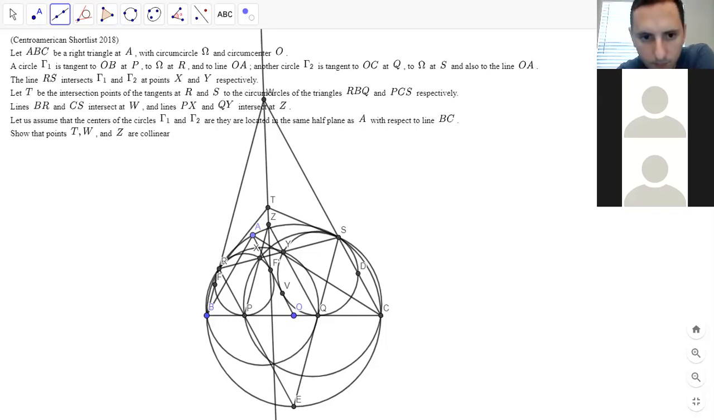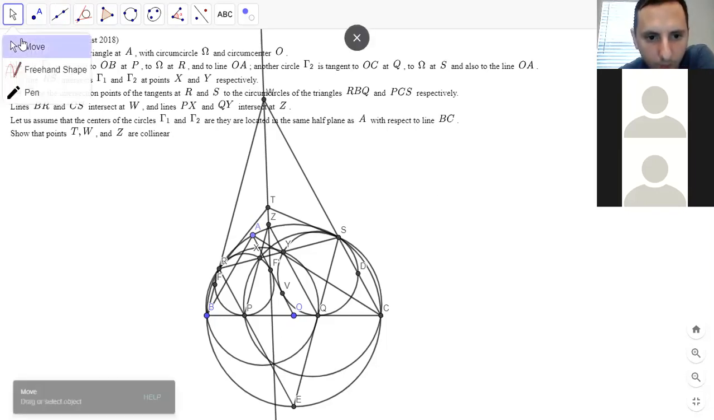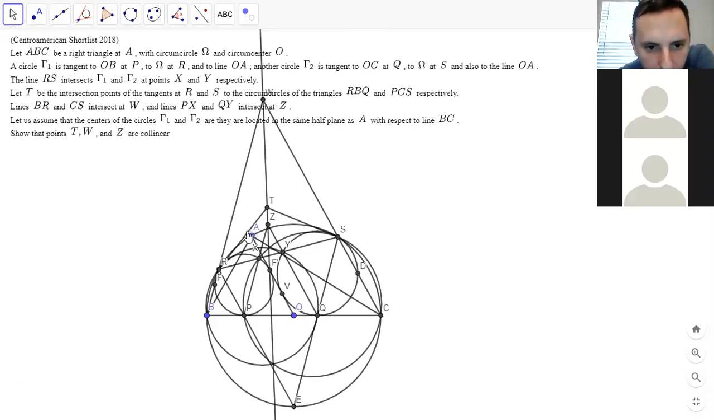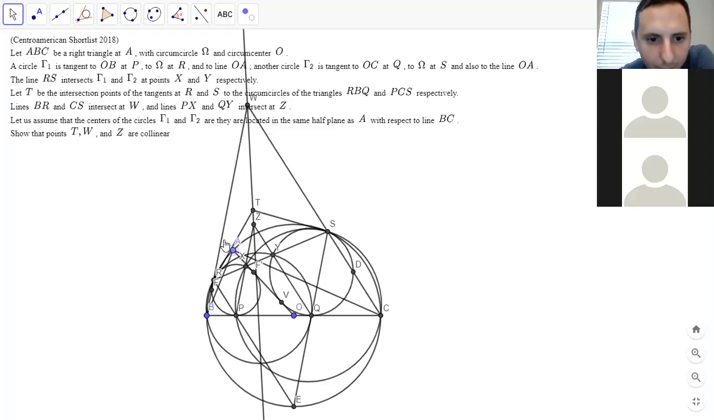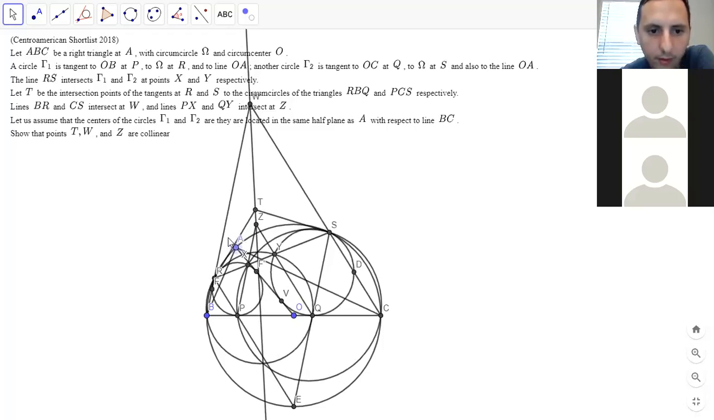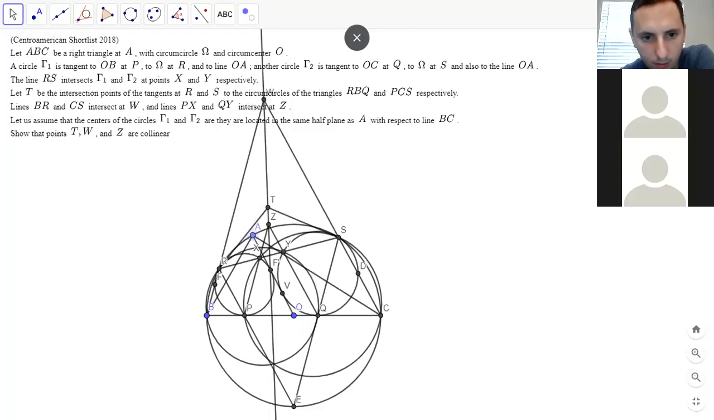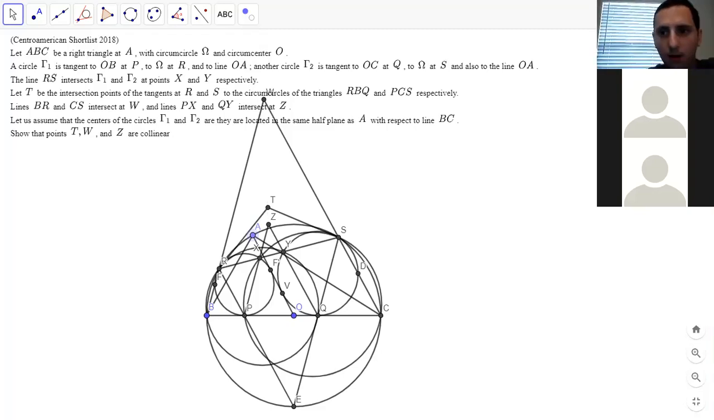I thought that W, T, and Z lie on the radical axis of circles R, B, Y, and X, S, C. Let me make 100% sure that's actually true. Oh, it's not true. Well, oh no, it is true. It's the radical axis. We just need to prove X, Y, Q, B is cyclic. We use angle chase, and we just need to prove TR is equal to TS. Okay, we are done. We were confused.